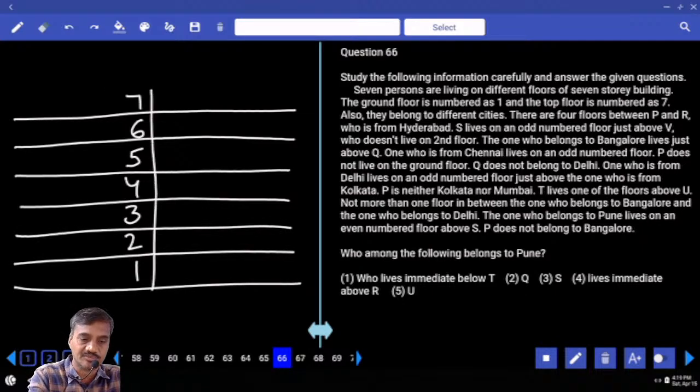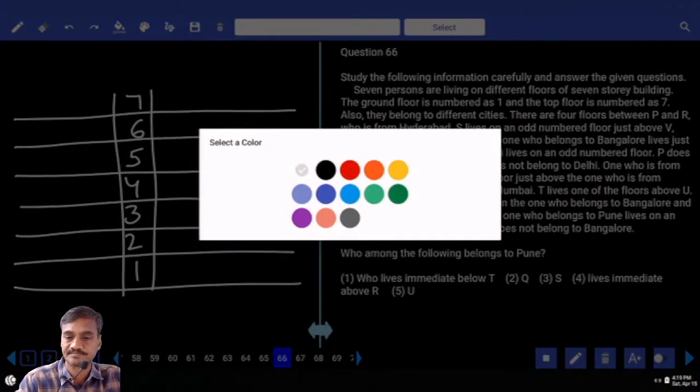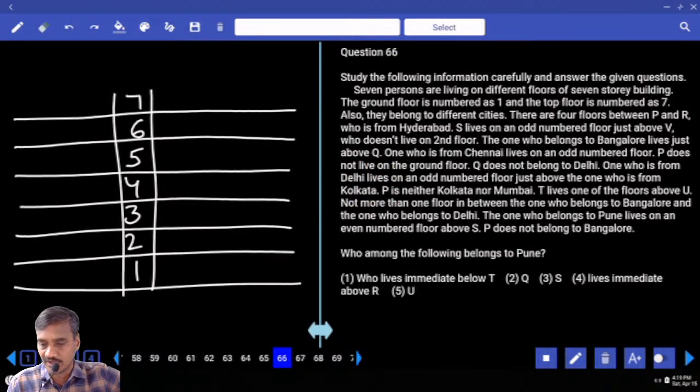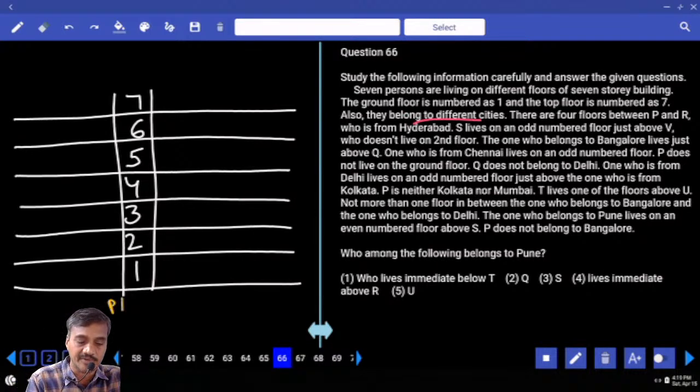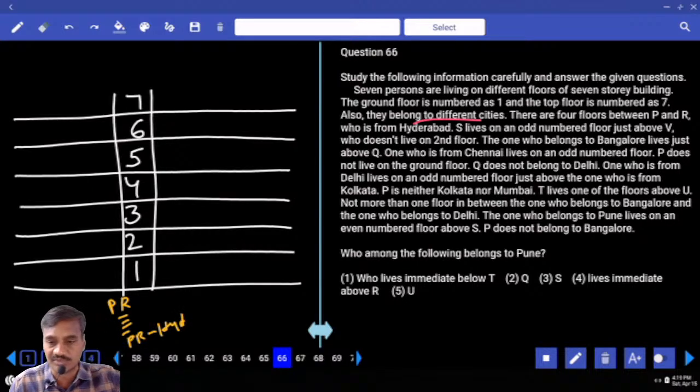Then coming to condition number 1, the ground floor is number 1, the top floor is number 7, and so on. There are 4 floors between P and R who is from Hyderabad. Now in between P and R, how many people? There must be exactly 4 people. And R is from which place? R is from Hyderabad.